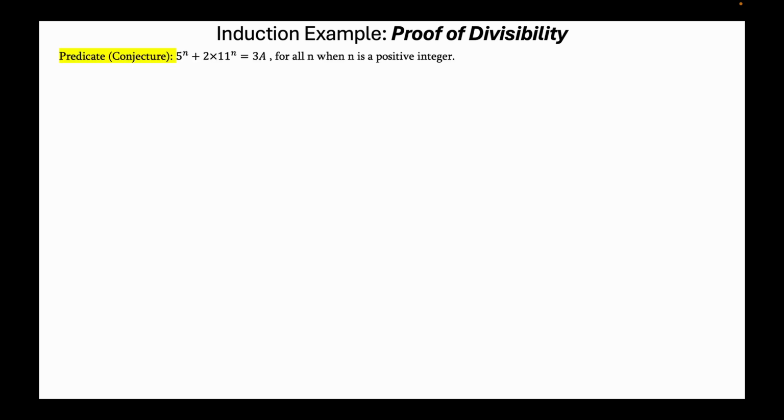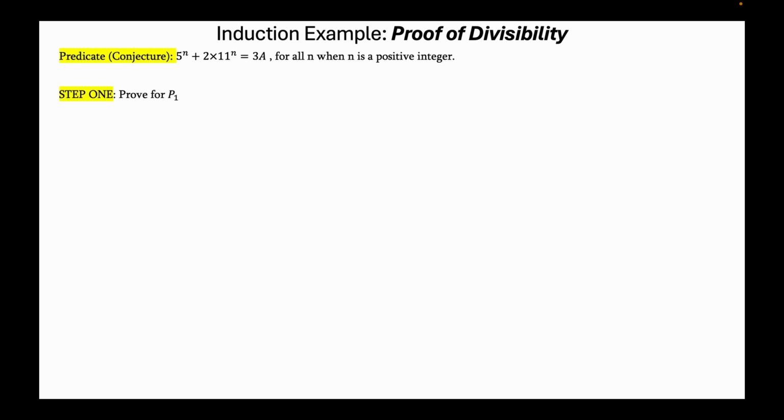So first I want to come up with a conjecture. I want to say that 5^n + 2 × 11^n is divisible by 3. And I can write this as equaling 3a, where a is some integer. And this only applies when n is a positive integer.